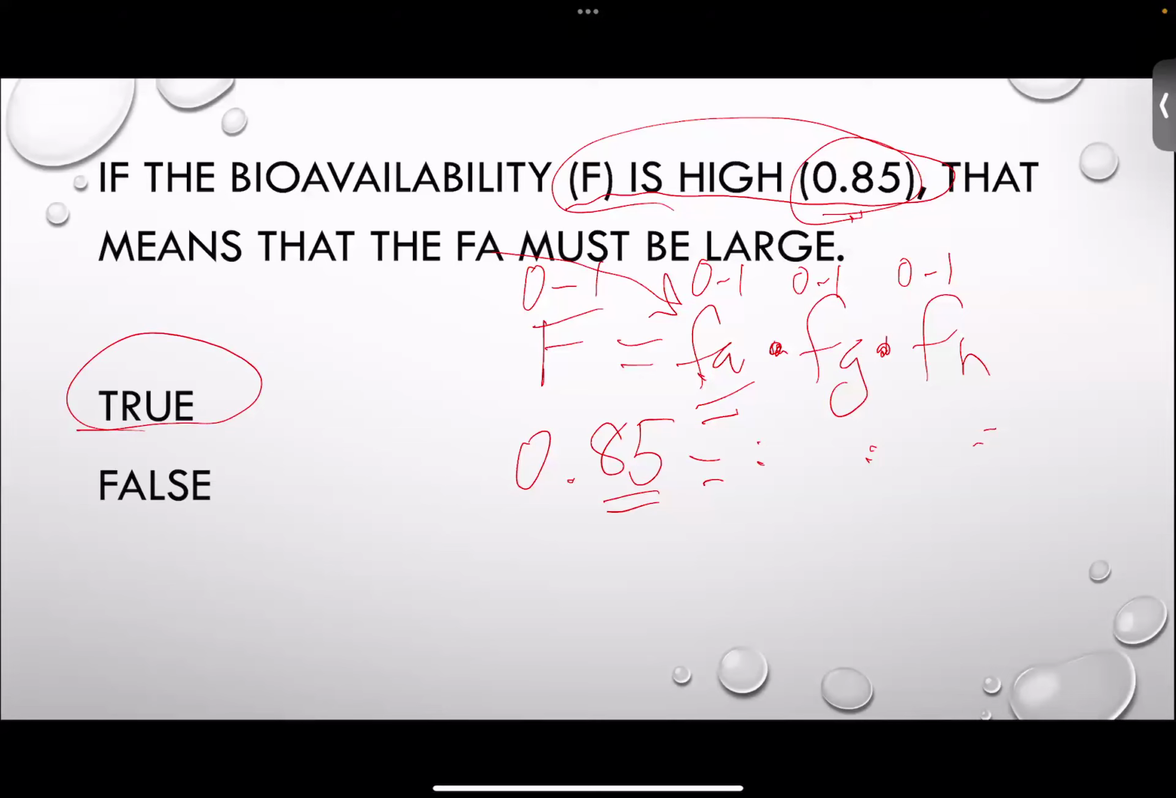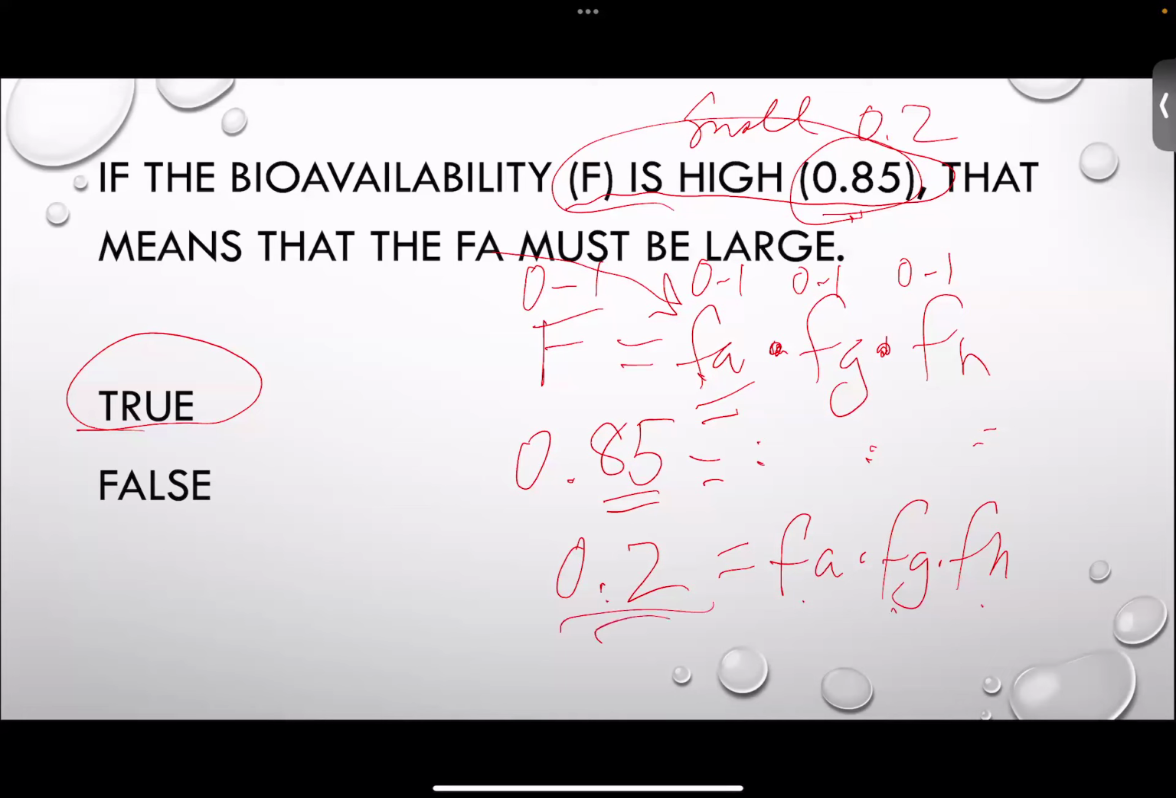So if we said FA is small, let's say it's 0.2. If bioavailability is 0.2, what does that tell you about these three components? We don't know anything about any of them other than at least one of them is relatively small. So FA could be 1, FG could be 1 or 100%, and FH could be 0.2, and then our overall bioavailability is only going to be 20%. So you have to think carefully about this before answering it.